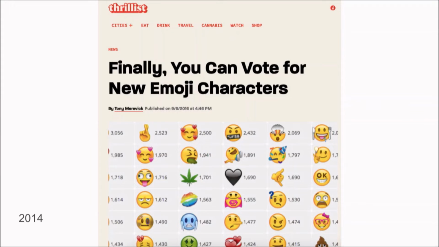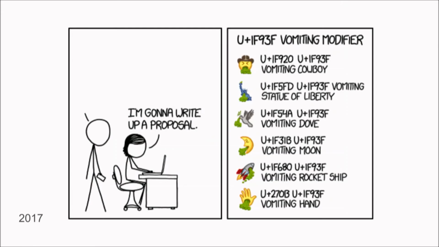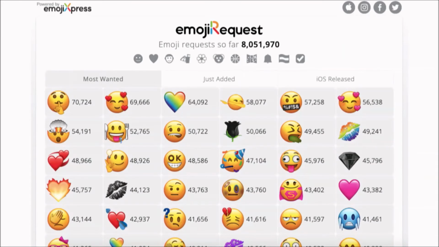Pretty soon after that, the ESC decided that they're going to start opening the gates to external proposals. As you can imagine, things escalated pretty quickly. So this is an XKCD comic from 2017, and this is a screenshot I just took earlier today of the website called Emoji Request. You can see basically there's a lot of ideas out there for emoji that we could have or should have with varying degrees of quality.